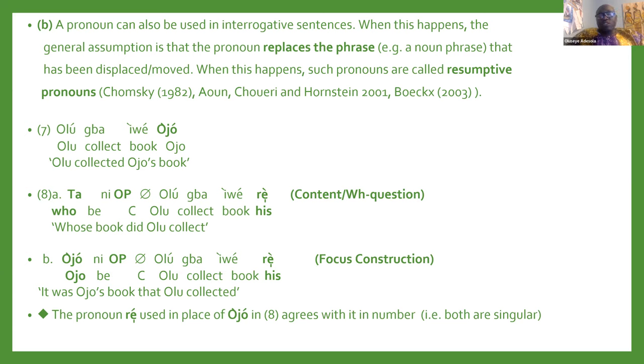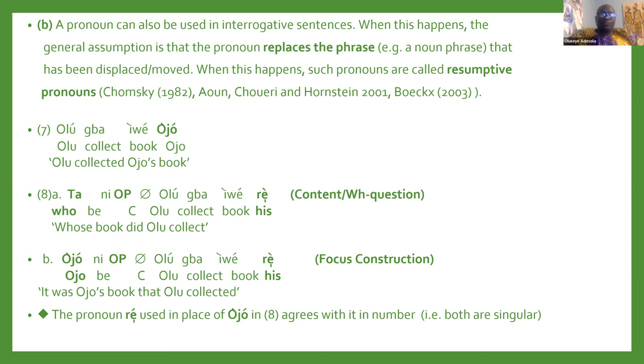So why do we get resumptive pronouns? Basically, there have been a lot of different analyses. Like I said before, people started working on this maybe about 50 years now, and there's been a diverse range of analyses on what they look like. But the basic thing would be, there are pronouns that are used to replace a moved element. For example, if I say Olugba Iwiojo as number seven, you can say Tani Olugba Iwire, in which re is the resumptive pronoun for ta, which is the moved element in the question.